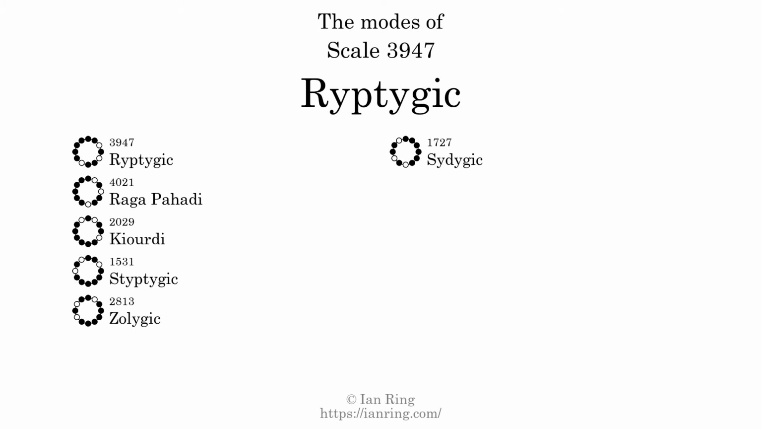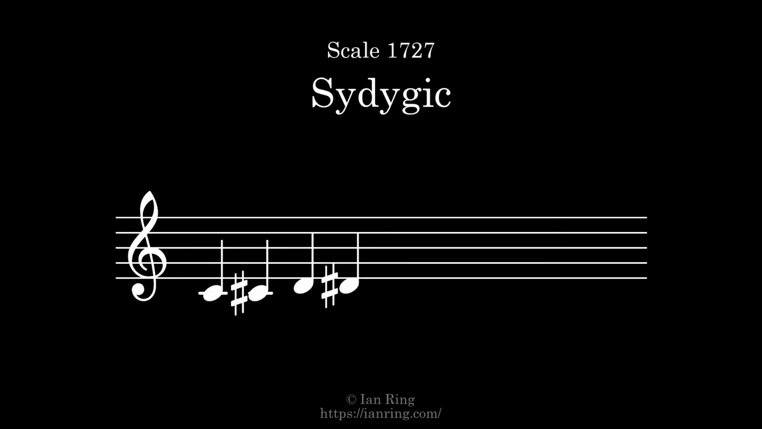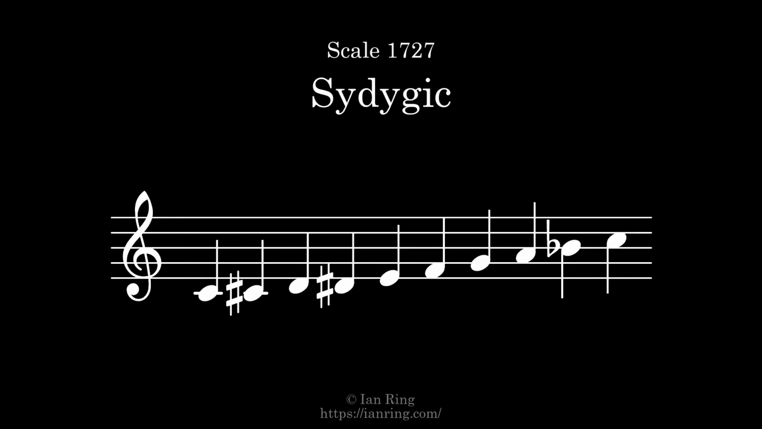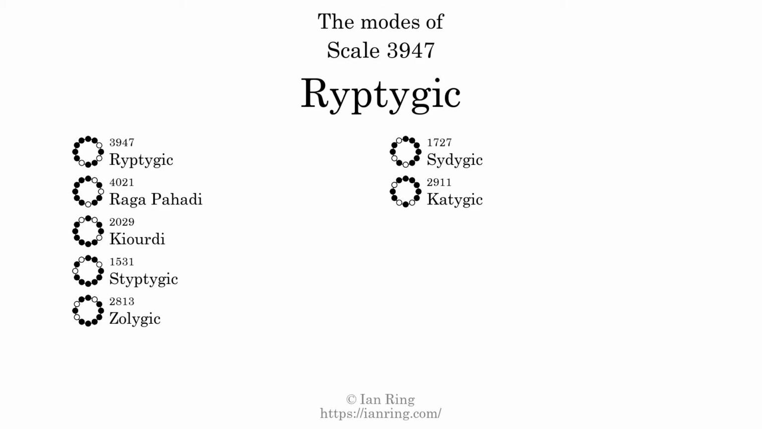The sixth mode is scale 1727, also known as Ryptygic. It sounds like this. The seventh mode is scale 2911, also known as Ryptygic. It sounds like this.